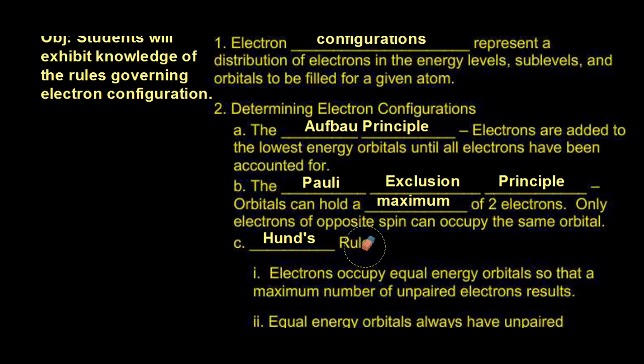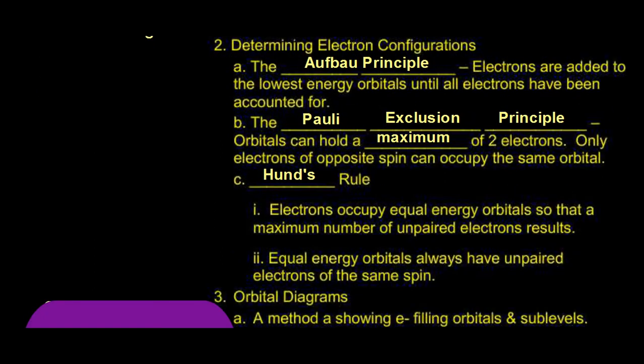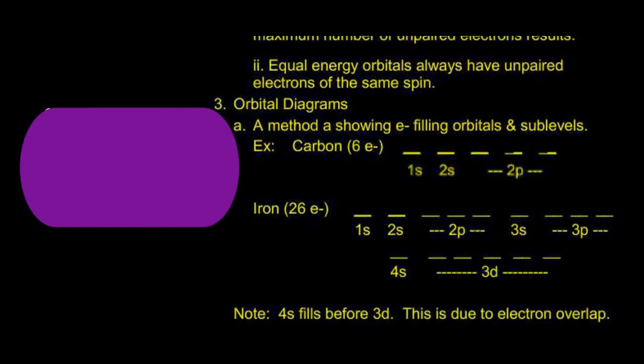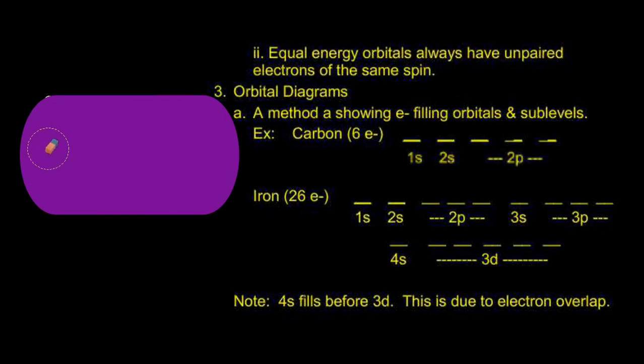Okay, and if they are unpaired, they all have the same spin. So if one of them goes in with a down spin, then all of the ones in that sublevel will also have down spin. And we start representing these using orbital diagrams.